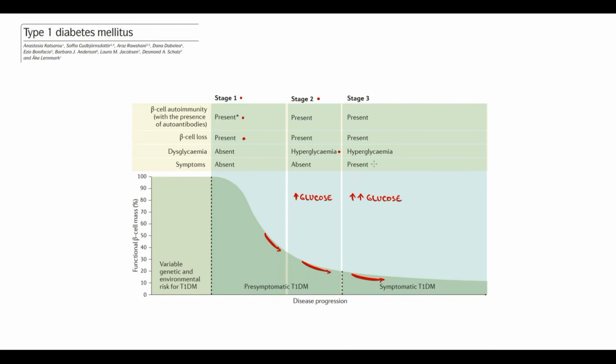The reason why we do care so much about blood glucose level is that continuously elevated blood glucose level can cause some serious clinical symptoms. And when clinical symptoms develop, we call this stage 3 in pathogenesis of diabetes type 1. So, what is the mechanism of clinical symptoms?